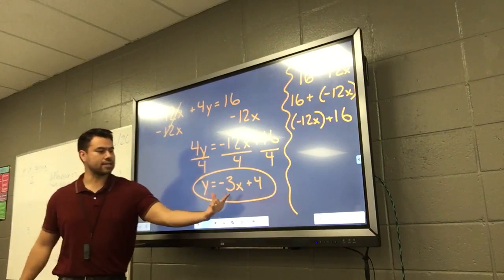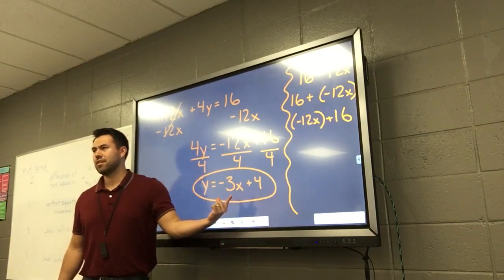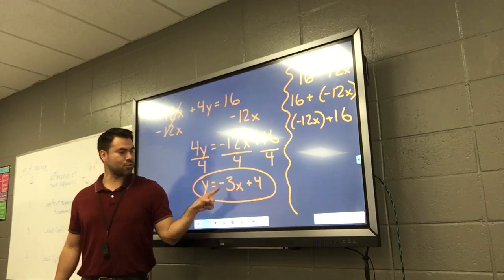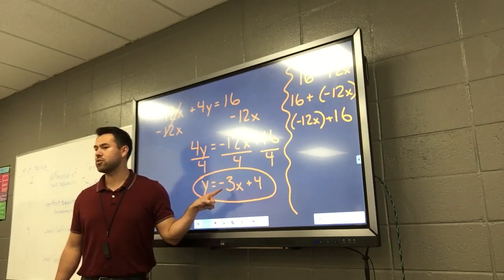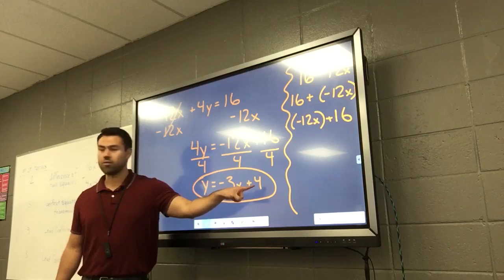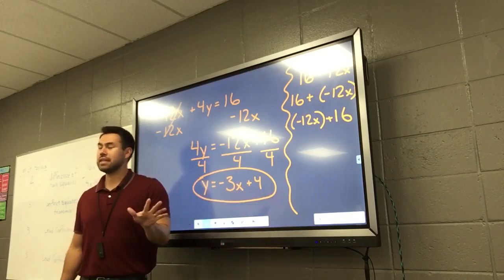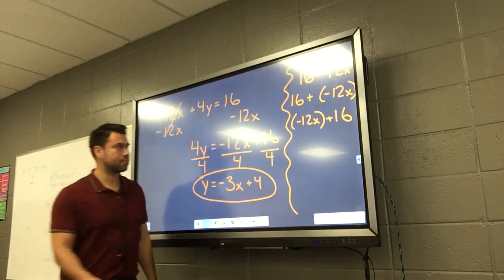All right, what's my slope? What's my slope here? Olivia? Negative 3. It's right here. What's my y-intercept? 4. Right there. Okay? That's all I need to graph. We'll do that a little bit tomorrow. But I just want you to get in the right form. Okay, let's do another one because I know that's tough.